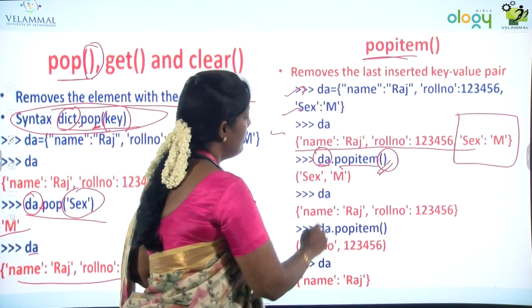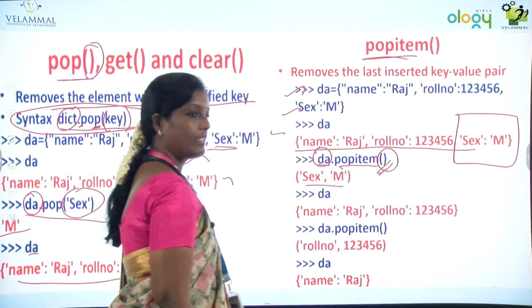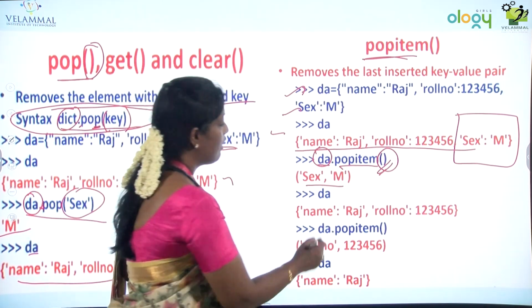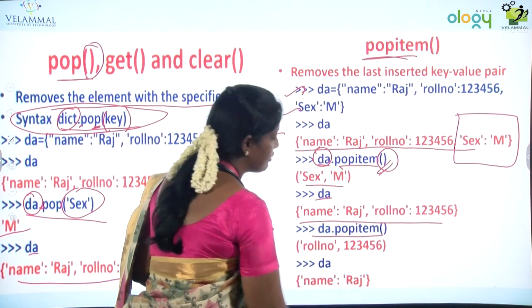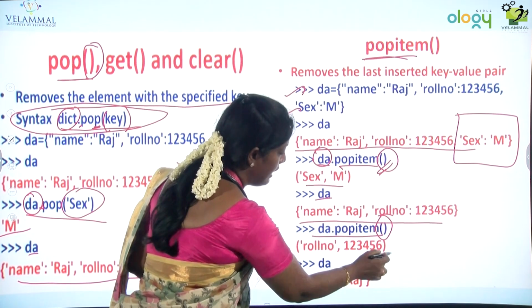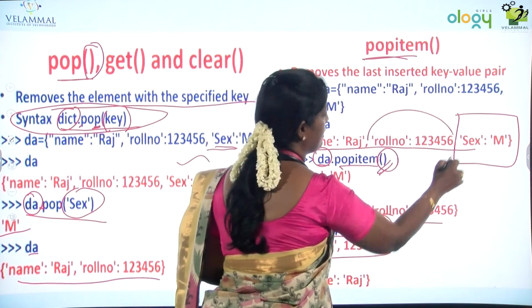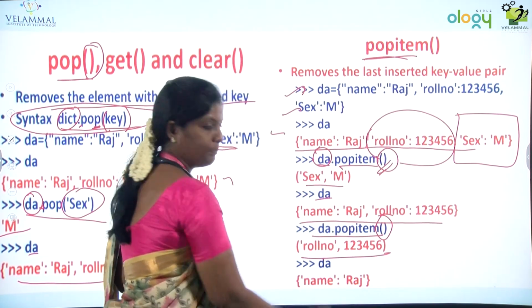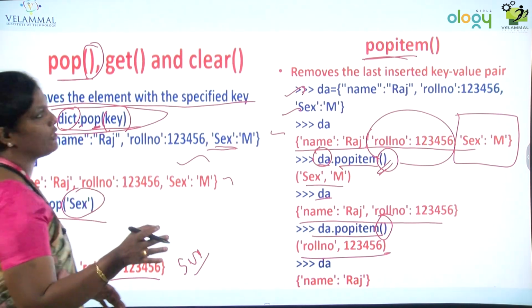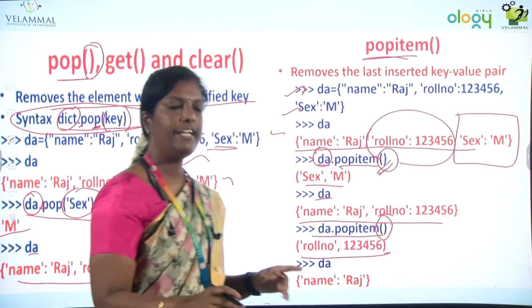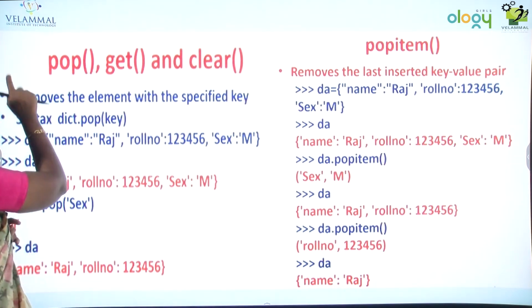Okay, fine. So this removes sex and male, right? When you display it, you see you have only two things. Again, if I use the pop operation with empty braces, the last item is roll number. This will be removed. Got it? Am I clear? Yes? This is how your pop operation works. See, it's kind of fun, right? In the demo session, it will be even easier for you to understand.